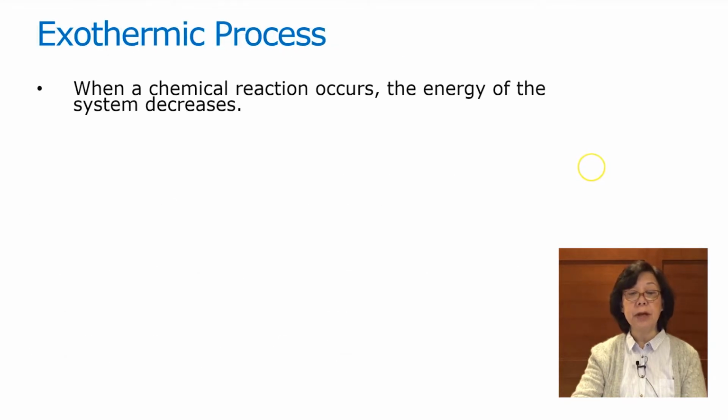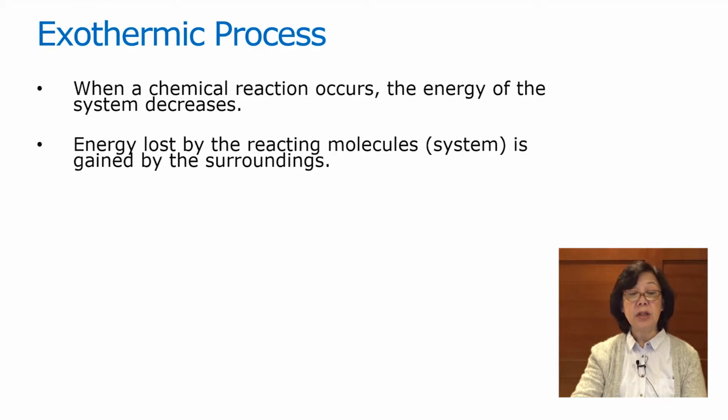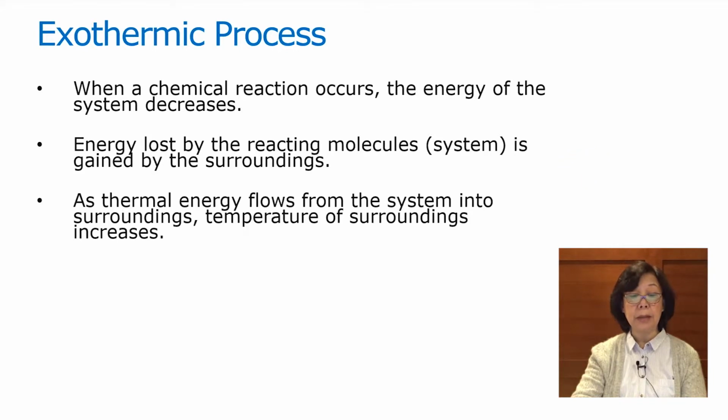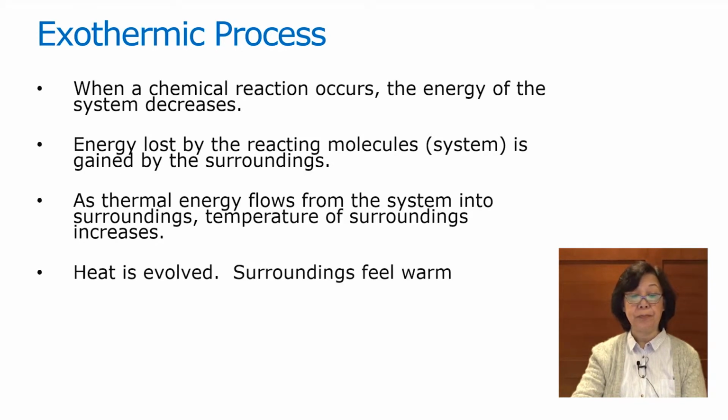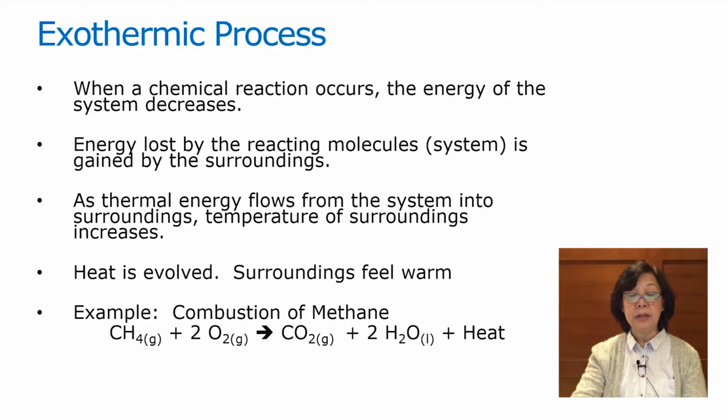In an exothermic reaction, the energy of the system decreases. Energy is lost by the reacting molecules in the system, but gained by the surroundings. As thermal energy flows from the system into the surroundings, temperature of the surroundings will increase. Heat is evolved, surroundings feel warm. An example is combustion of methane, where heat is released, and this enthalpy change is negative because it's equal to product minus reactant, and product has lower energy than the reactants.